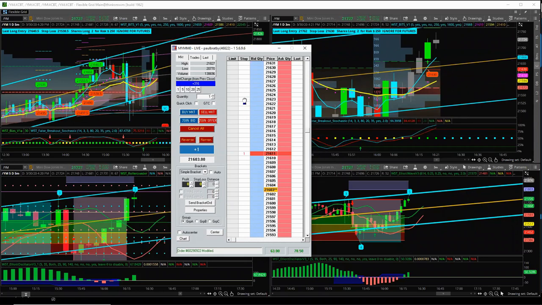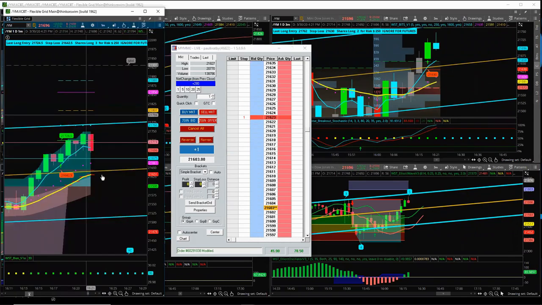21623 is now the trading stop position. Just to remind you guys, on the left there, this is the 1 minute. I'm just following the roller coaster, okay? Nothing special here. It's just tipped a new wave five high.